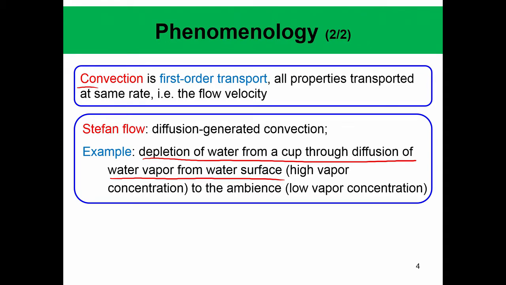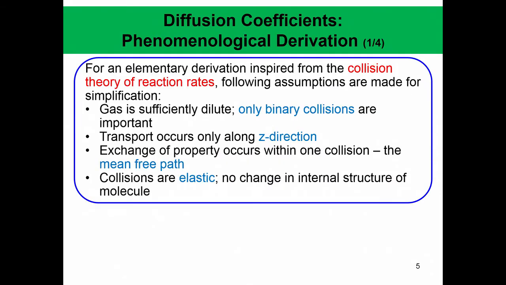So, this depletion of water from a cup through diffusion of water vapor from the surface to the ambience will be from high vapor concentration to low vapor concentration. We will see that that will induce a flow, and that will essentially be the Stefan flow. Okay. So, there can be diffusion generated convection, and then we will study that.